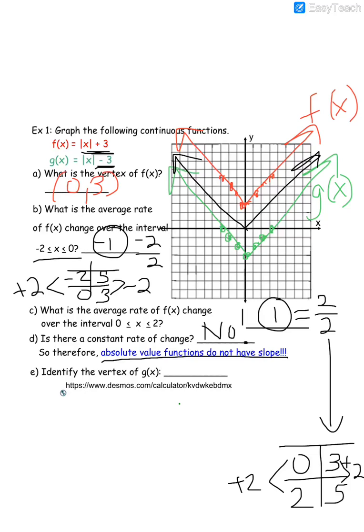Identify the vertex of g of x. That's where it's 0, negative 3. Here's the Desmos link. I'm going to attach it in my Google Classroom so that you can actually play around with it if you would like to. That's totally up to you. Let's head to the next slide.